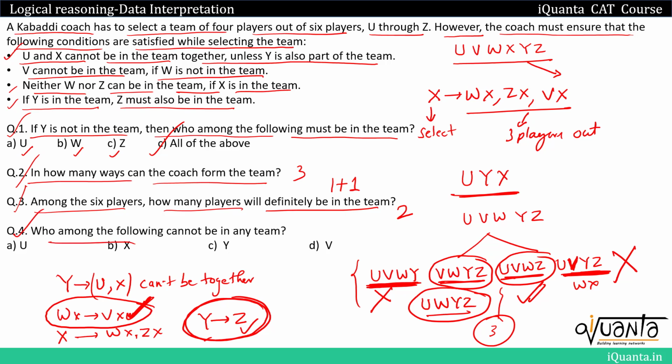Fourth question is, who among the following cannot be in any team? So we have done it in the beginning of the set. We saw that if we select X, it is not possible to form a team. So X cannot be in a team. So the correct answer will be option B.